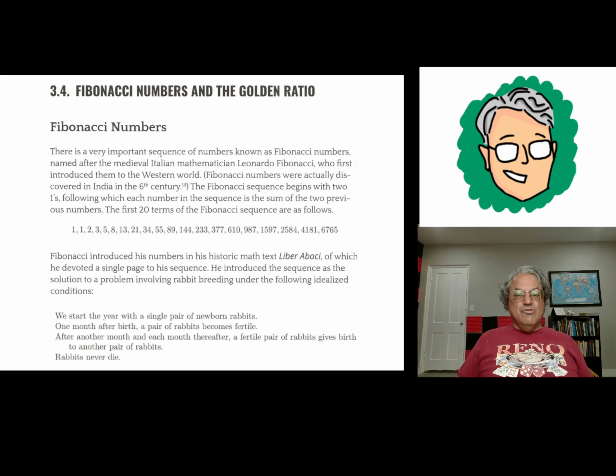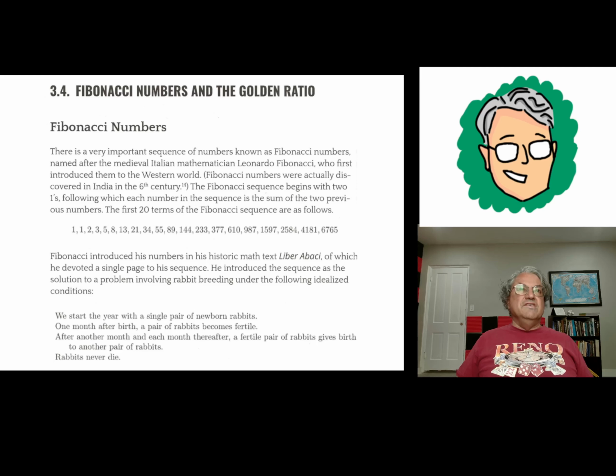And I think you all know that rabbits breed very quickly. So these rabbits do too. After 1 month, the pair of rabbits becomes fertile. And then after another month, and each month thereafter, a fertile pair of rabbits gives birth to another pair of rabbits. So it really takes them 2 months to give birth. It takes them 1 month to become fertile after they're born, and then another month to give birth. And they give birth to a single pair of rabbits every month. Once they're fertile, they keep doing it forever, and they never die either.